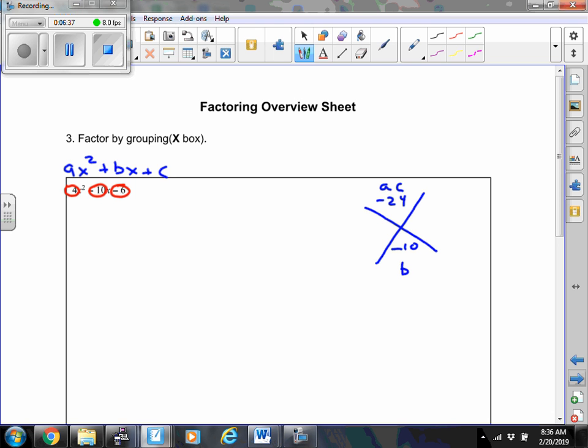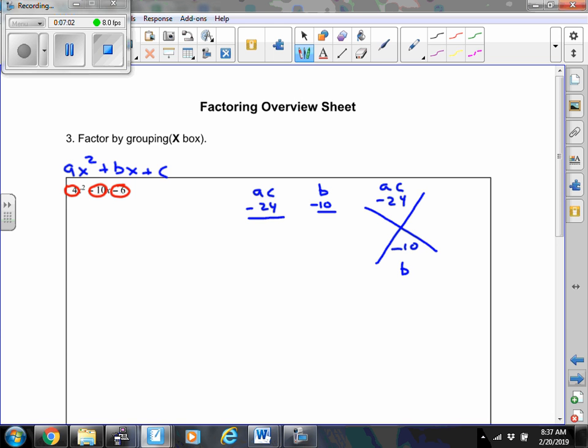Now, the goal is to take AC, which is negative 24, and I need the factors for 24. And then what I'm going to do is try to match that up with negative 10, which is B, and I'll show you how.